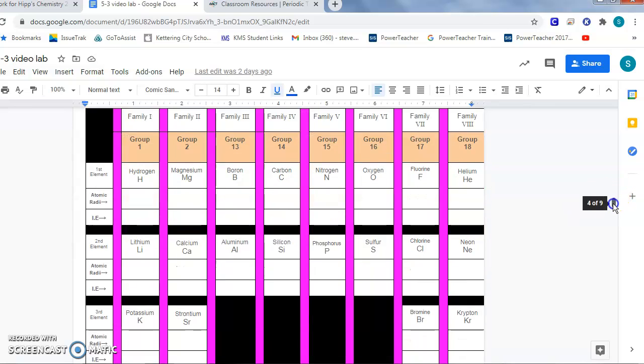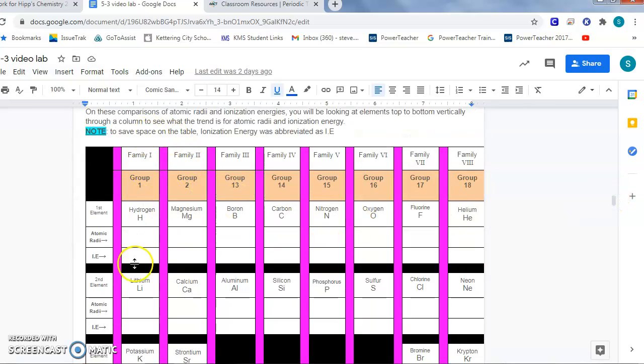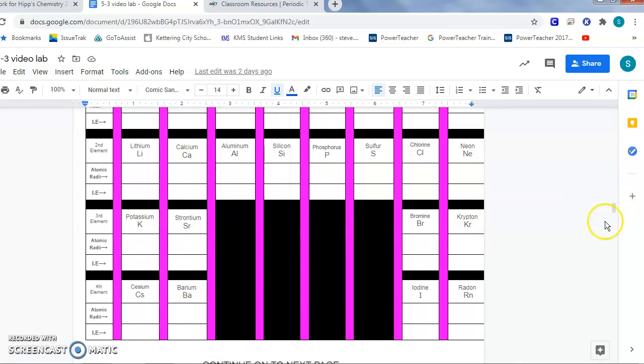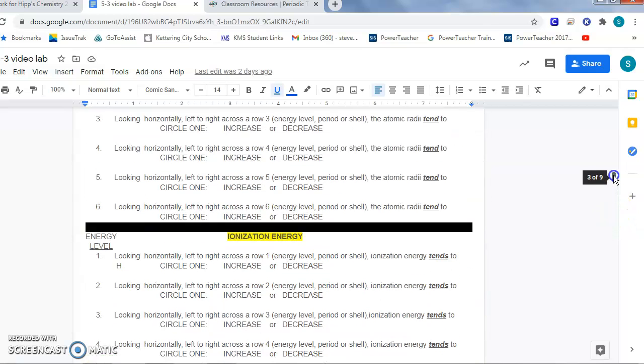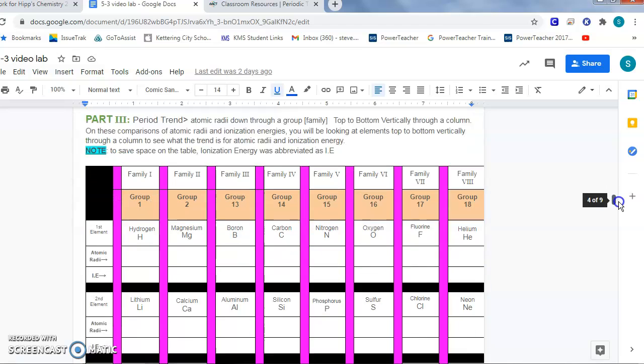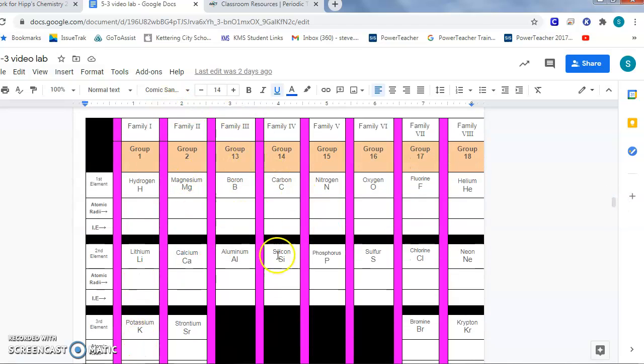Then we're going to look for trends vertically, top to bottom, through a column, which we call groups or families. So then we're going to compare hydrogen, lithium, potassium, and cesium, clicking them on there. Now, if it saves you time, if you have the information already on this table, you can copy and paste it from this table right onto this table. Many of them are on both tables, and that will save you time as you do the lab.